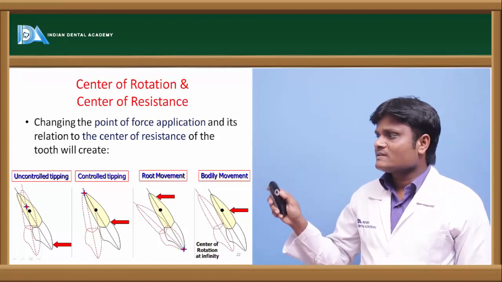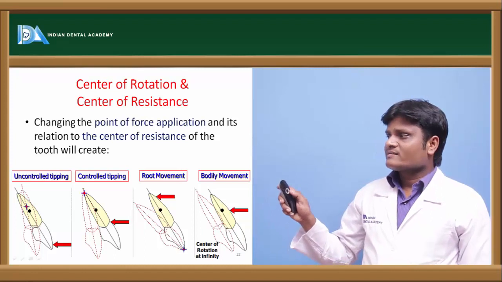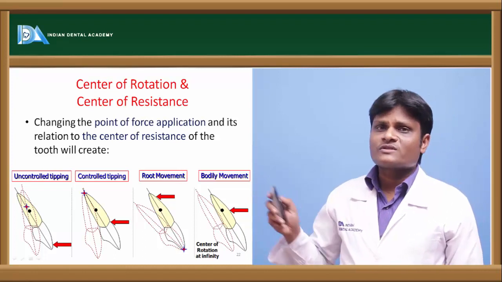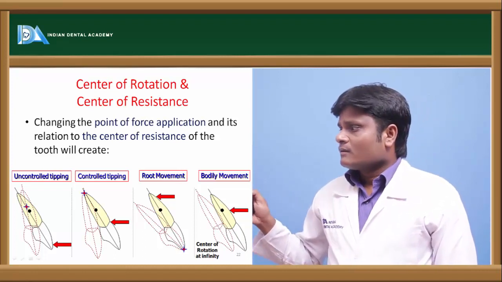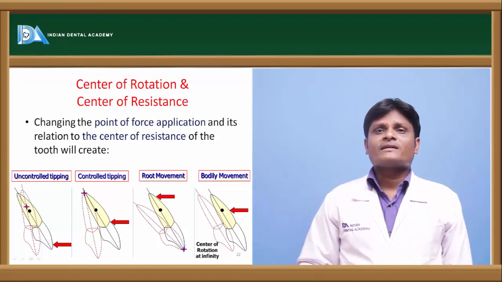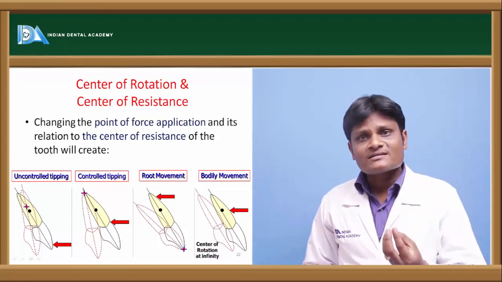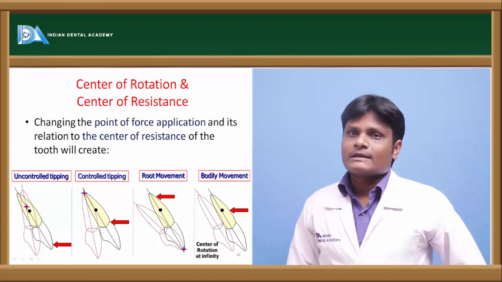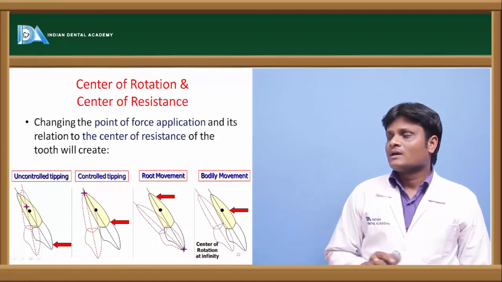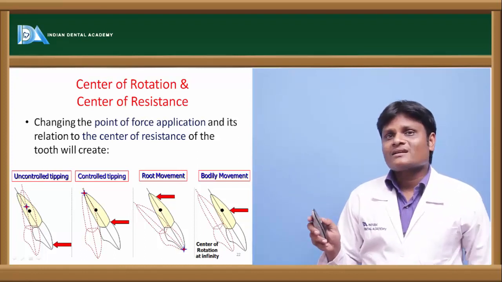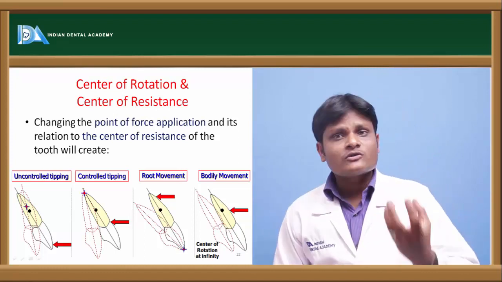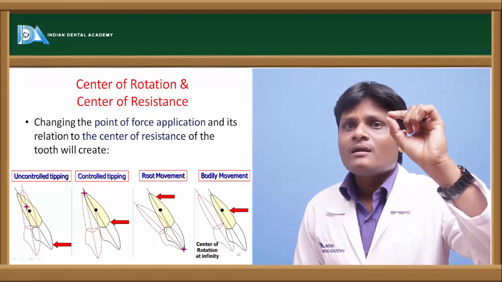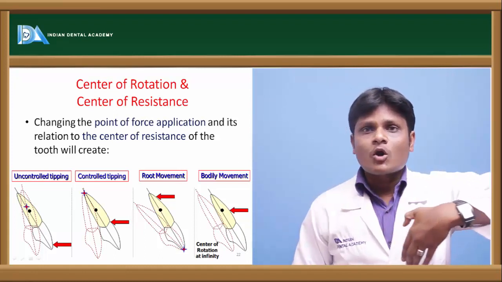If the same force is applied such that it passes through a portion of the tooth which is closer to the center of resistance, then also we have a moment created, but its intensity is very much less when compared to the moment that is produced when we apply a force very much away from the center of resistance. This force which is acting relatively closer to the center of resistance will also create a moment, but the root apex of the tooth will be stable and only the crown will be moving in the opposite direction.